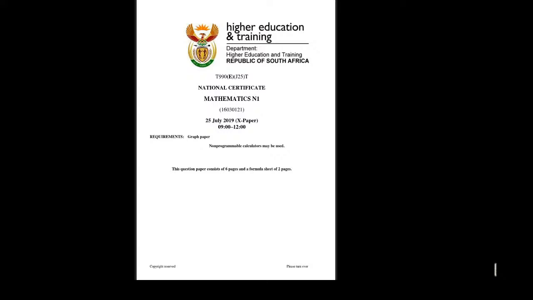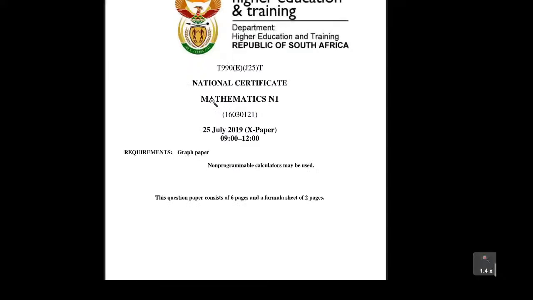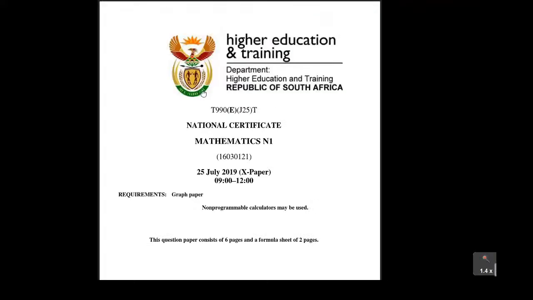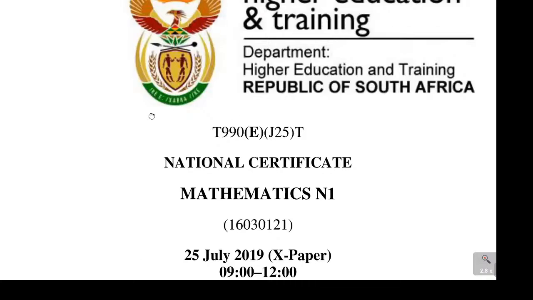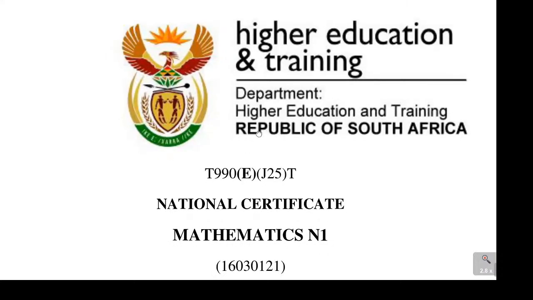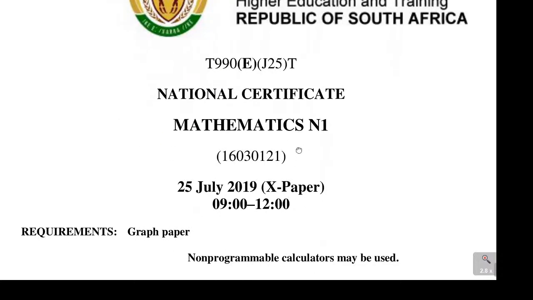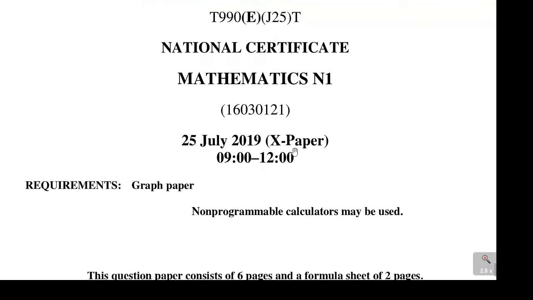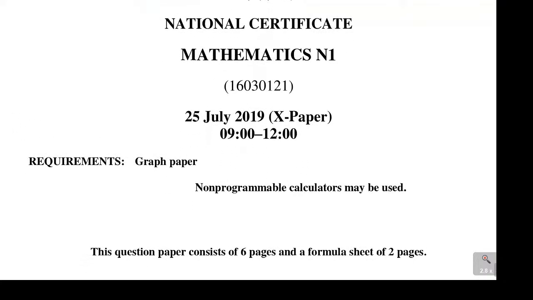Now this paper was written, first, just to clarify, it's a Department of Higher Education and Training paper. As you can see, usually we call it DHET. It's a National Certificate Mathematics N1, and this paper was written on the 25th of July 2019.